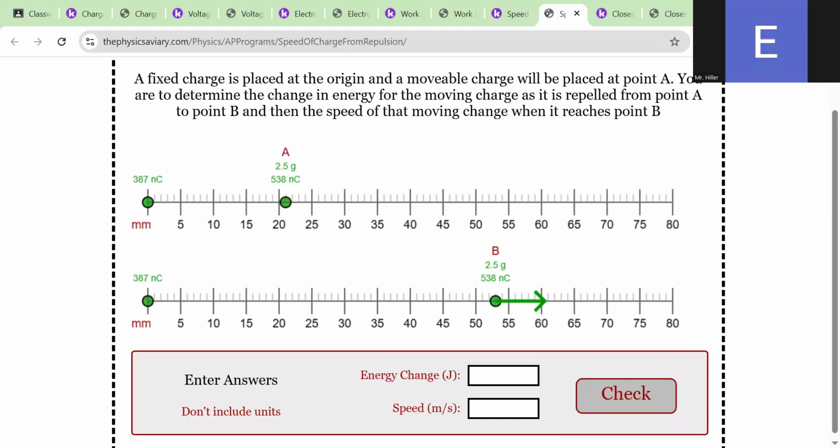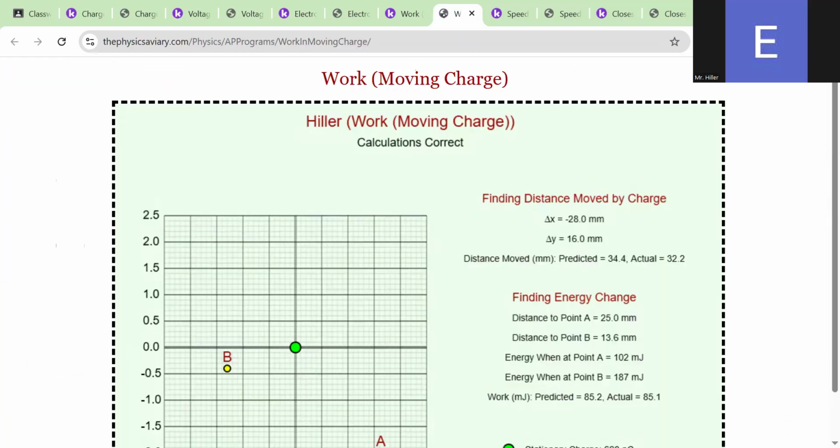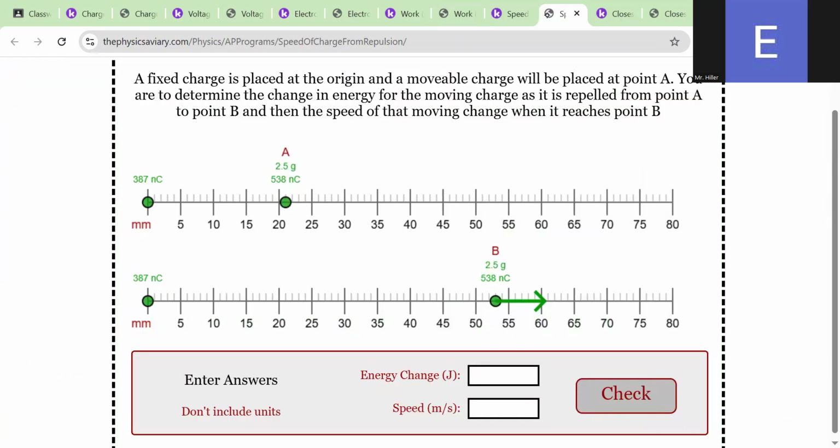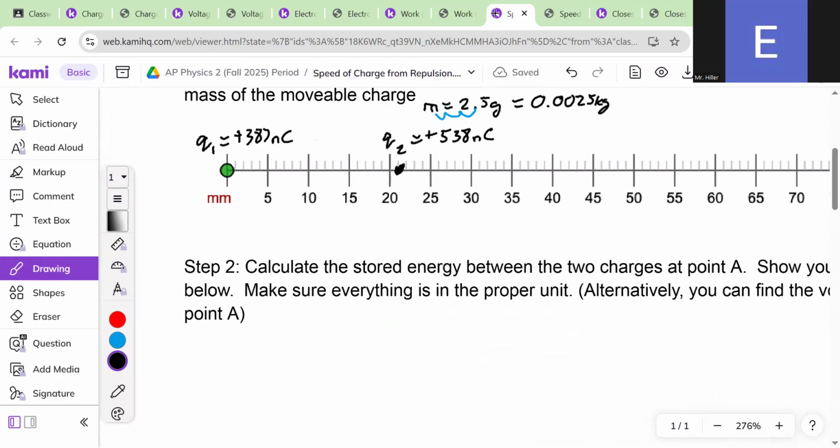Okay, charge 2 is 538. And charge 1 is 387, and the mass is 2.5 grams. Now we need to convert that to kilograms, so move the decimal 3 places to the left, and that's 0.0025 kilograms.